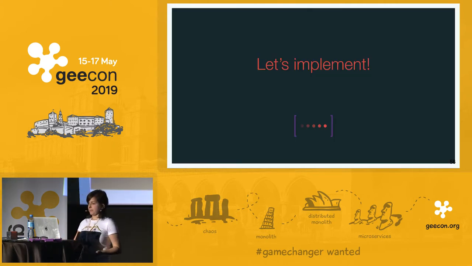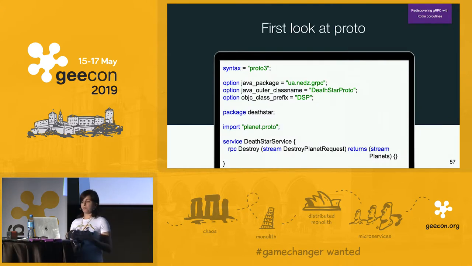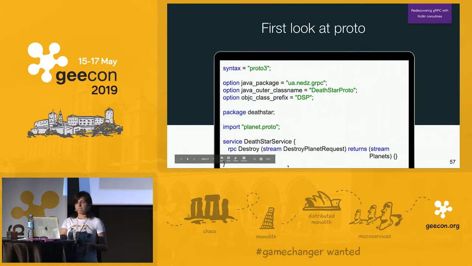So let's implement. First of all, we start from the protofile. We'll implement only part of this application. So this is the Death Star service, and we have only one call, an RPC called destroy. This destroy method receives a destroy planet request and returns planets.